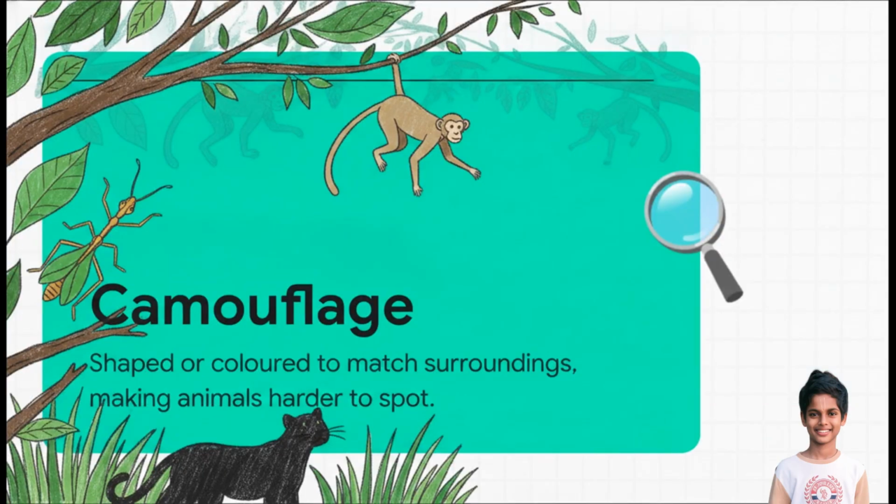But heat isn't the only problem in the tropics, right? There is intense competition for food and a whole lot of predators. Enter camouflage. This is being shaped or colored to perfectly match your surroundings, making you practically invisible. Leaf insects and stick insects are absolute masters of this. Meanwhile, other animals, like monkeys, adapt by simply changing their address. They live way high up in the tree canopy. This brilliant move keeps them safe from ground predators and massively reduces their competition for food.